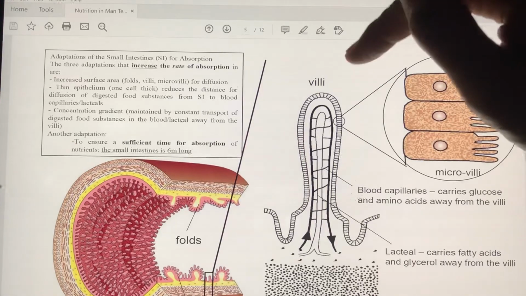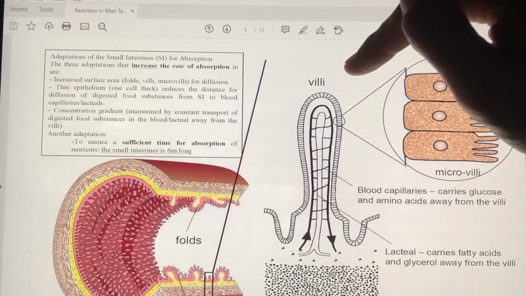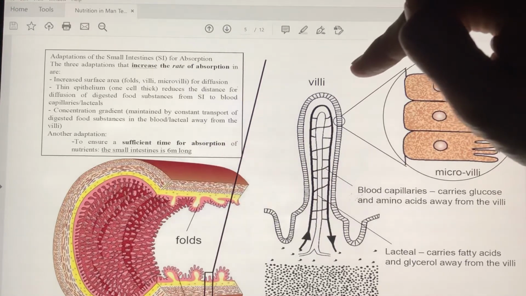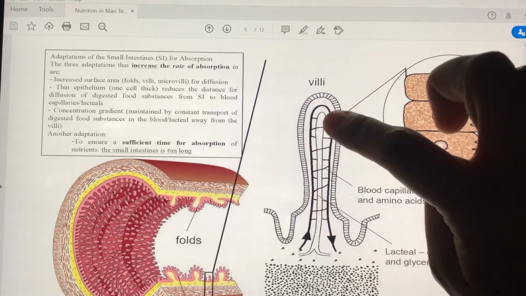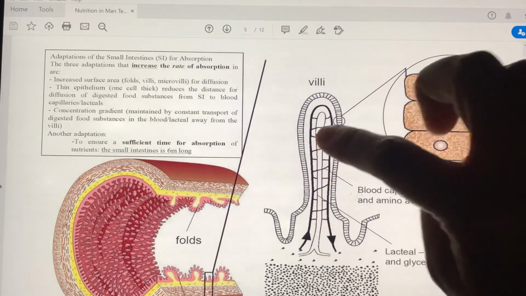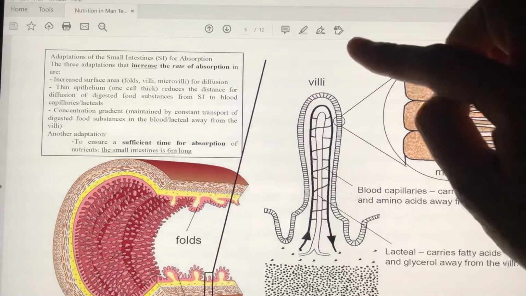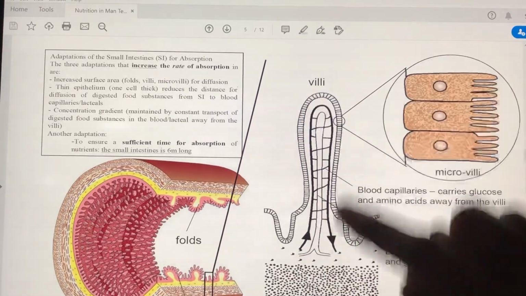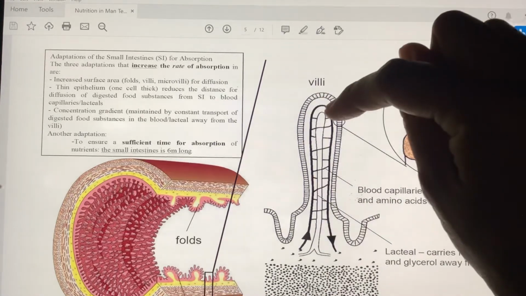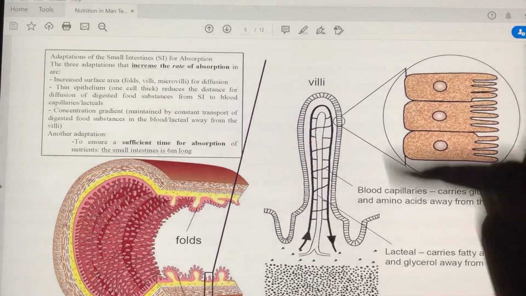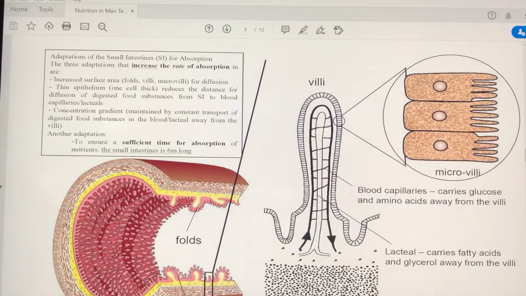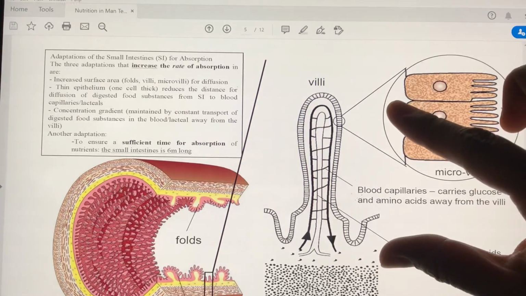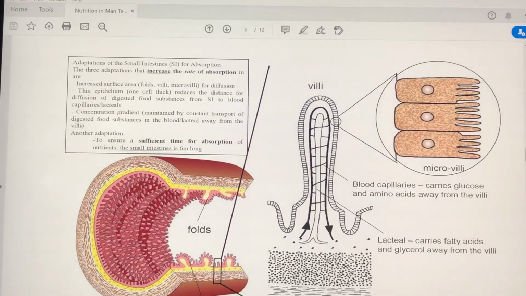There's a higher concentration of glucose, amino acids, and fatty acids inside the small intestine than in the blood capillary or the lacteals for fatty acids and glycerol. So there is always this concentration gradient because the blood is always flowing. So when glucose and amino acids go into the blood, they will be taken away, and there is always a concentration gradient for diffusion to take place. So that is the structure and function of the parts of the alimentary canal.